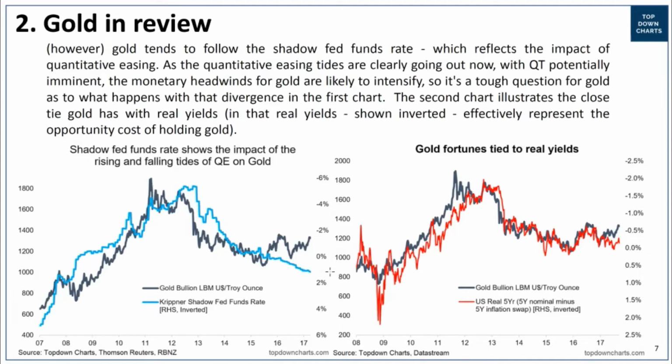And if you think of gold as one of the assets that benefits from quantitative easing, money printing, then it stands to reason that when the Fed is tightening monetary policy, unwinding quantitative easing, that will act as a headwind. So gravity is probably going to exert itself at some point on this.